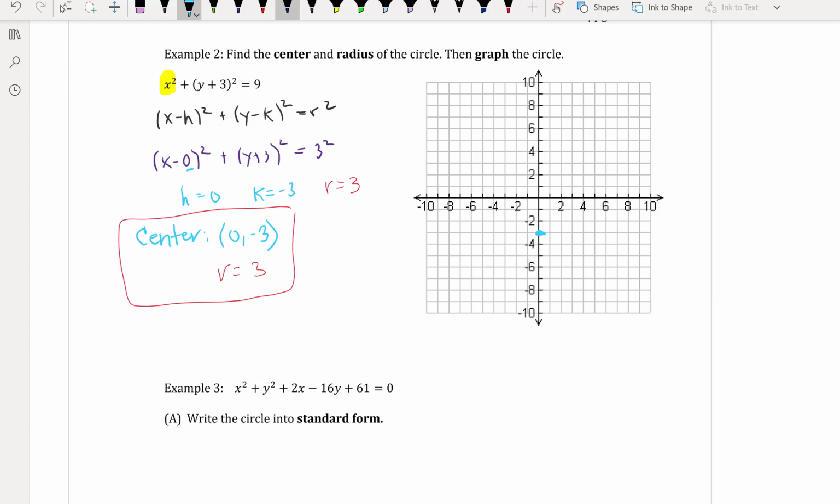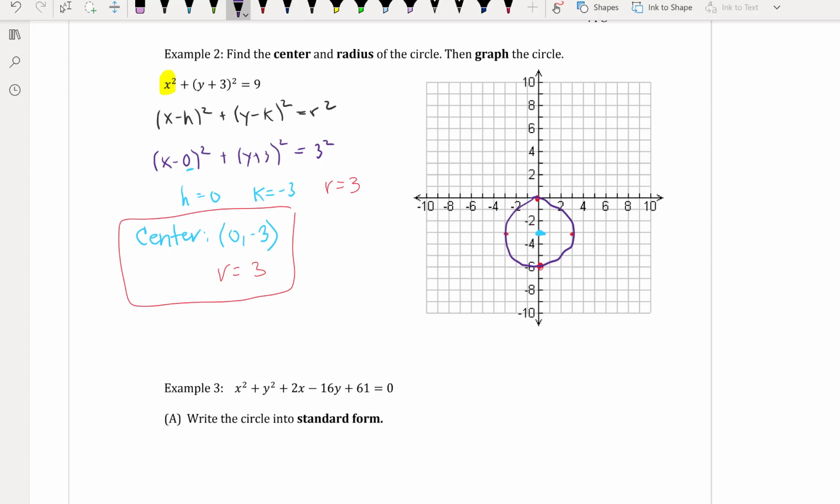So there is my center. And my radius tells me to go 3 up, down, left, and right. So here's 3 up from the center, 3 down from the center, 3 right from the center, and 3 left from the center. So my circle, remember, circles do not have edges or corners, but this is kind of your outline. You want to make sure that your circle kind of hits all of those dots.